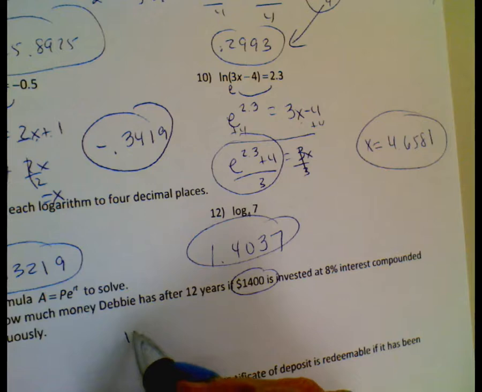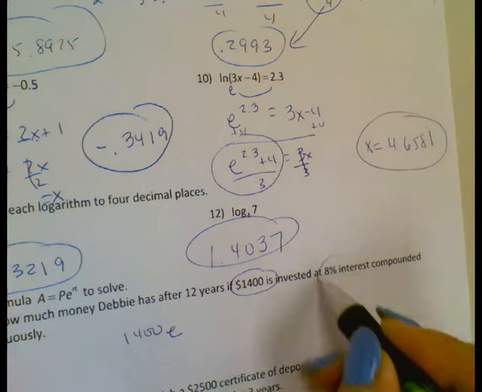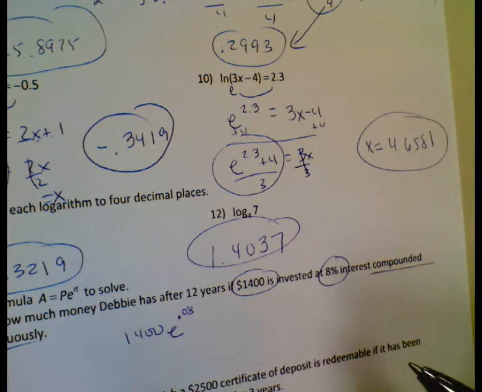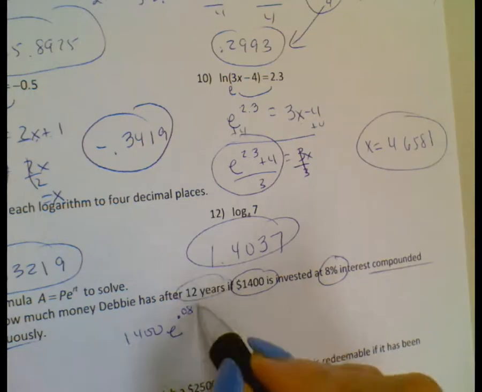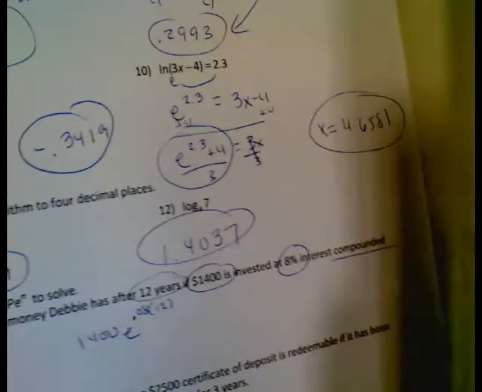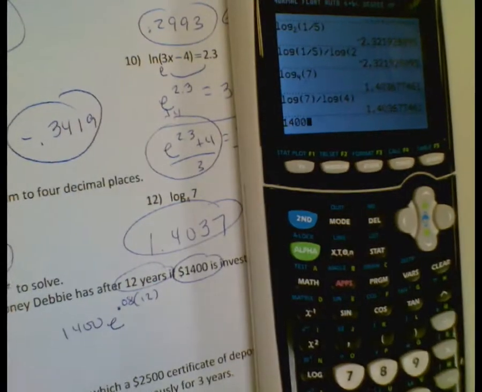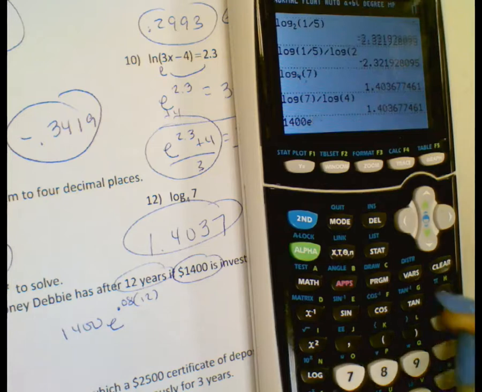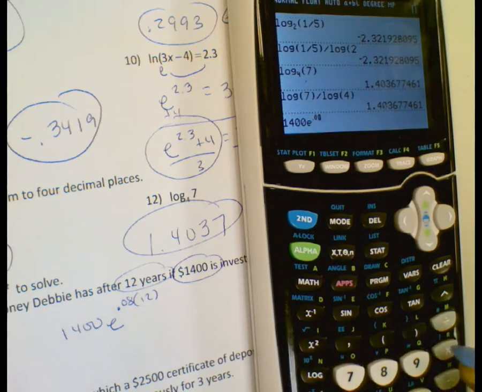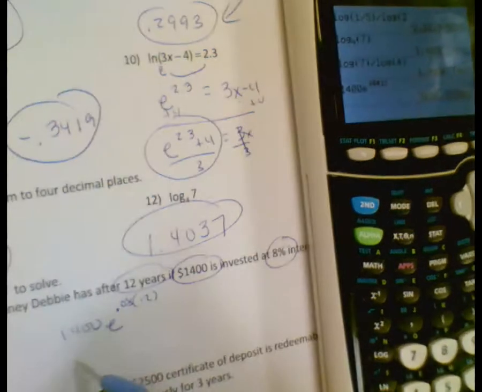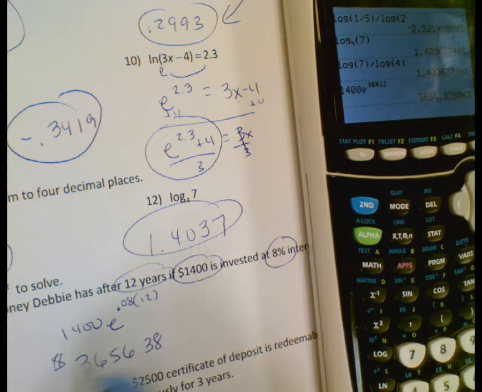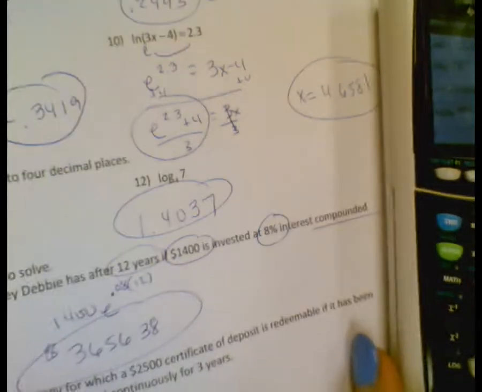And use the formula PERT to solve. So $1,400 is invested at 8% compounded continuously. So the 0.08 goes up there in the exponent, and it says for 12 years. So that's times 12 years. So we're going to punch that in your calculator. It's 1,400 e raised 0.08 times 12. So you would have this much money at the end of 12 years if you invested your money.